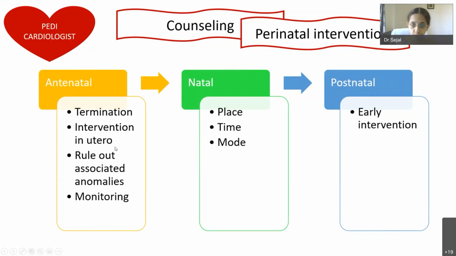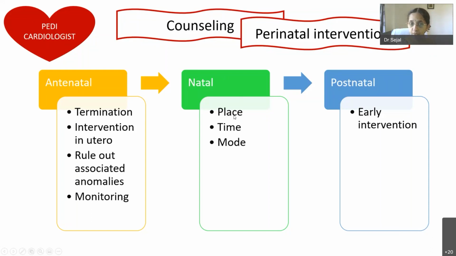Any intervention in utero, including, for example, if you pick up an arrhythmia, rule out associated anomalies. When I know that, for example, I pick up a truncus, then my counseling should be towards discharge and monitoring during pregnancy: whether I need to monitor weekly, 2 weekly, 4 weekly, what do I need to see? AV valve regurgitation, ventricular function, any arrhythmias, etc. During pregnancy, do I need to change the place of delivery, time of delivery, and mode of delivery?